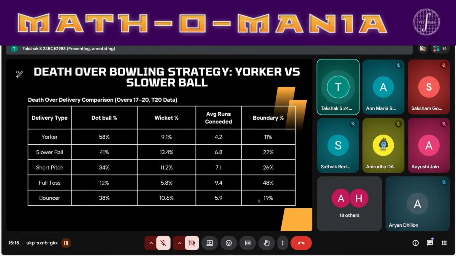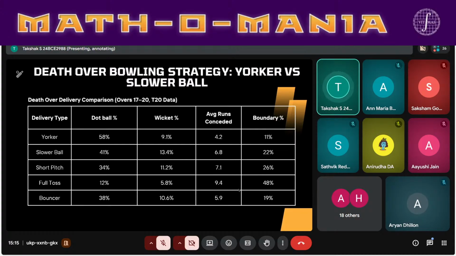The short pitch delivery, the bouncer or back of a length ball, generates a dot ball 34% of the time, and the wicket taking probability is 11.2%. Average runs conceded 7.1, boundary percentage 26%. Short pitch balls carry significant risk, particularly against confident batters who have strong pull shots.